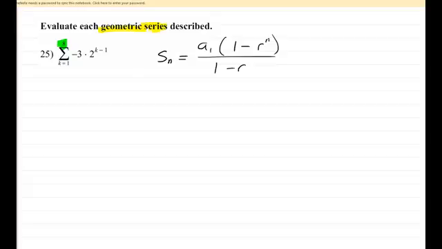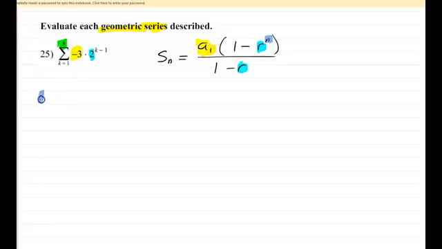All right, so we have our formula now, and so we're going to plug in our first term. And so our first term is the one in front, that -3. And then we need our common ratio, which is attached to the exponent. And then the last thing we need is our n value, or our number of terms.